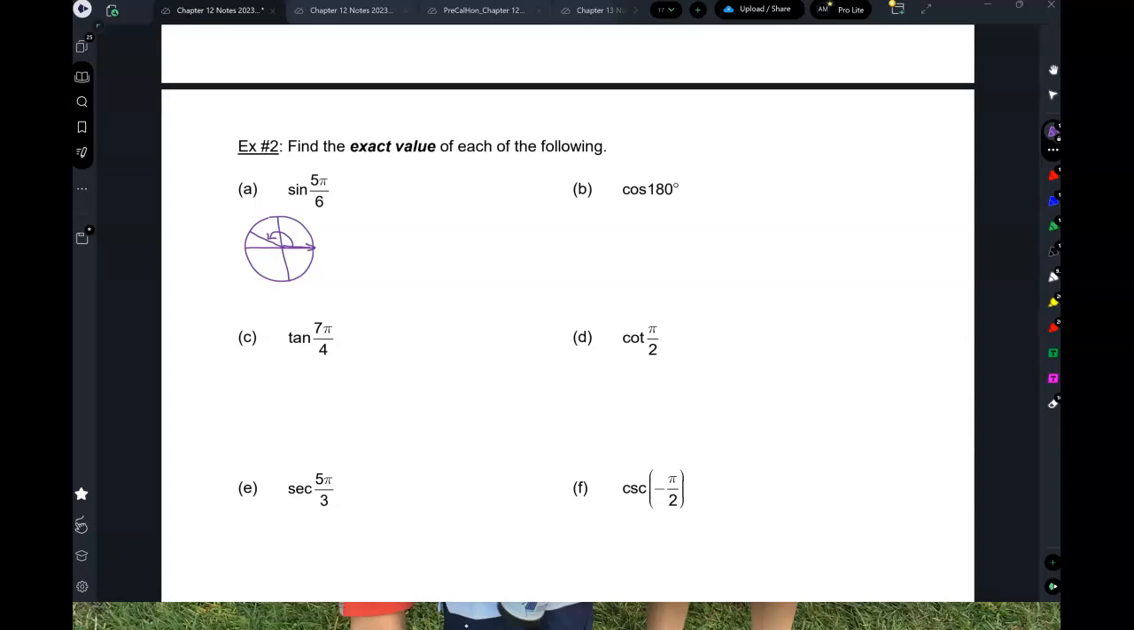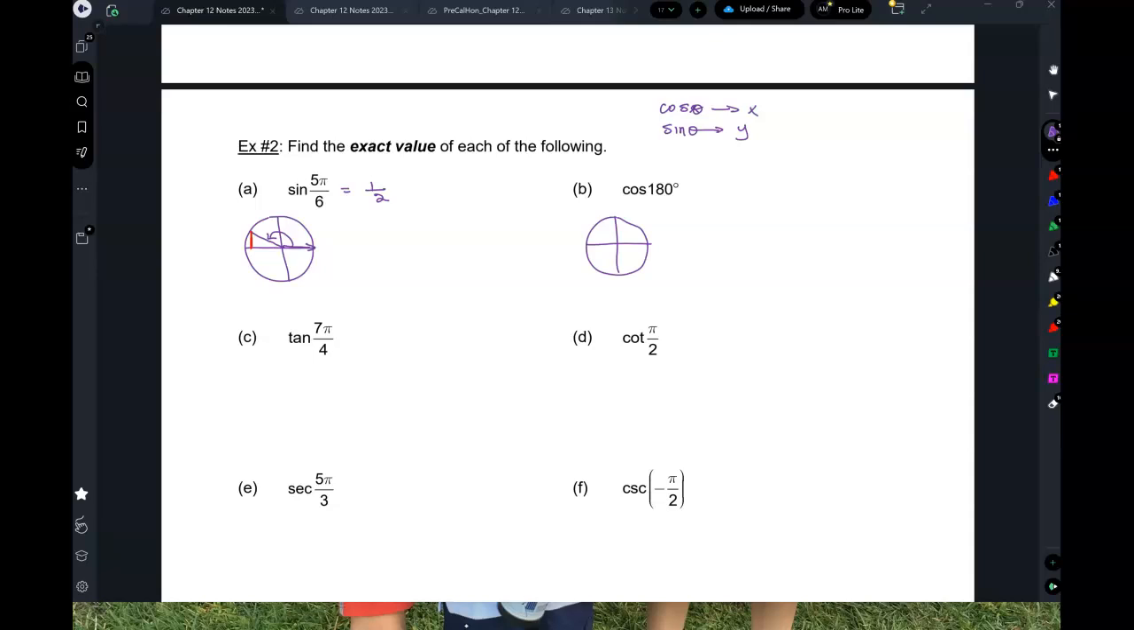Sine is the y, right? Why don't we write that here? Cosine theta is the x, sine theta is the y. So here I want the sine. Well, 5 pi over 6 is the small angle, correct? The y value of this, how much do you go up to get to that point? The short or the long? The short, a half. So this is just a half.